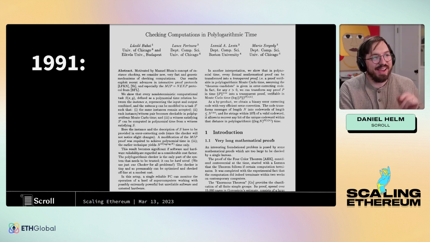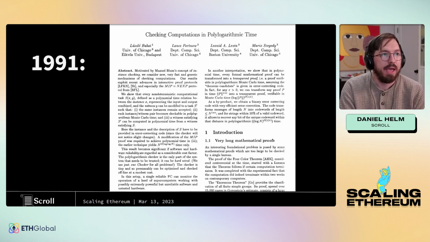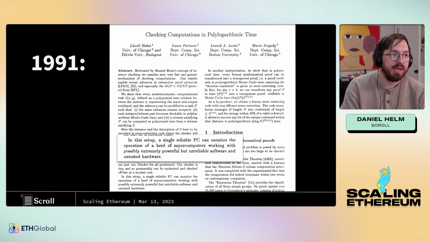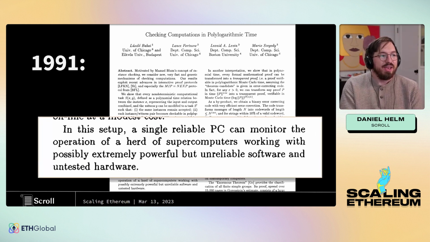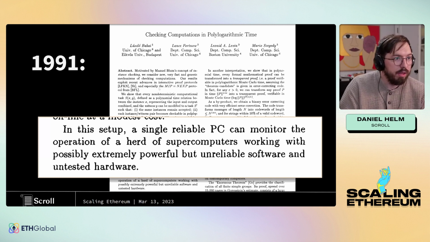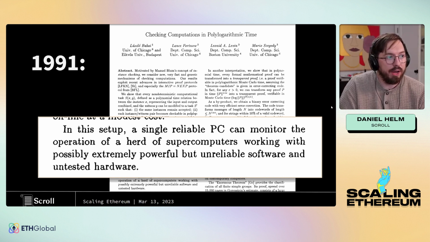Okay, so in 1991, we had a field emerging with papers like checking computations in polylogarithmic time. And in the summary abstract here, you'll see descriptions like, in this setup, a single reliable PC can monitor the operation of a herd of supercomputers working with possibly extremely powerful but unreliable software and untrusted hardware. So this is the idea of our small little Raspberry Pi being able to verify the work of an army of supercomputers, right? So this is a field that's been around for a while.